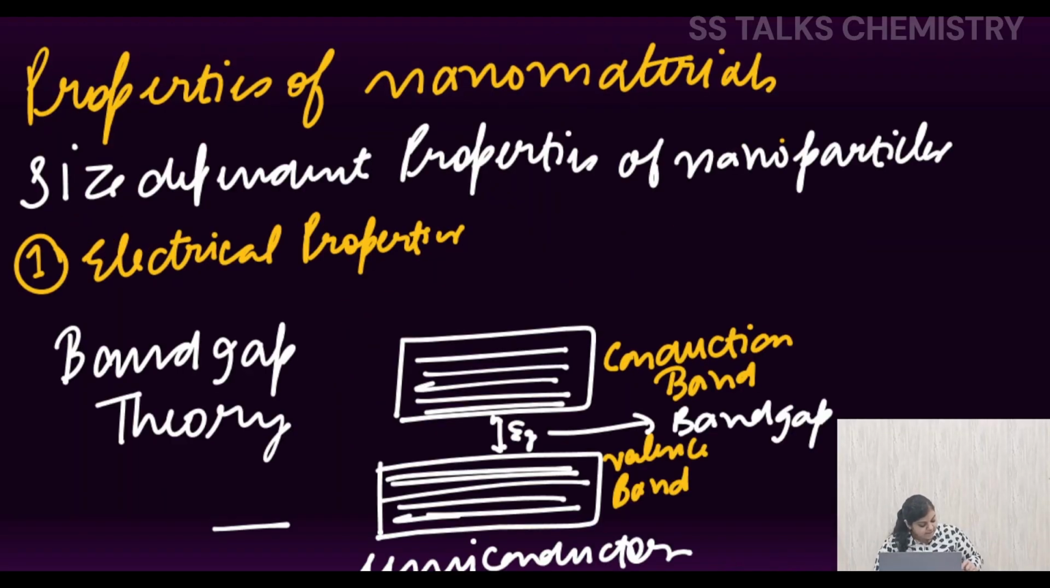Now let us see the example of the semiconductor materials, where a small energy band gap is present between the valence band and the conduction band. As we are moving from the bulk properties to the nanoscale, what happens to these band gaps? Let us observe now. This is the bulk material you are having, right?